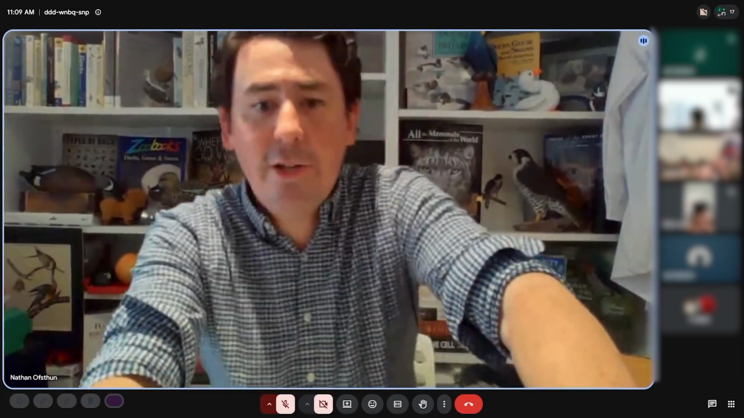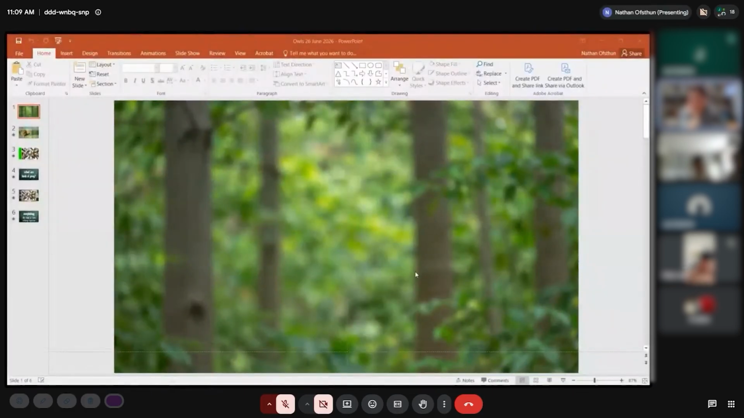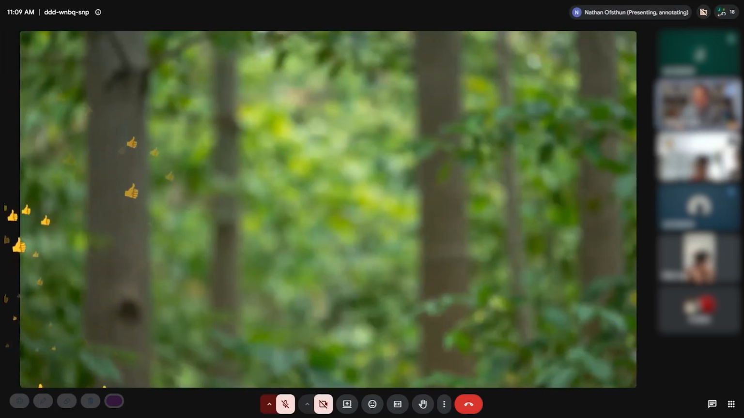And okay, so what I need you to do, I need somebody to unmute themselves and tell me if you see a blurry forest screen. Yes. Excellent. So you see the blurry forest. I see lots of thumbs up. So I know you all see the blurry forest.